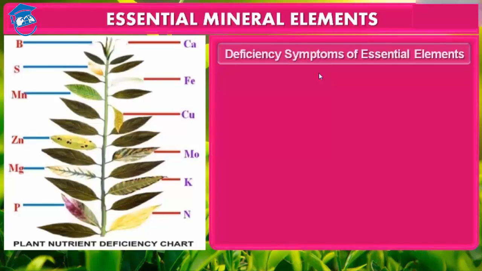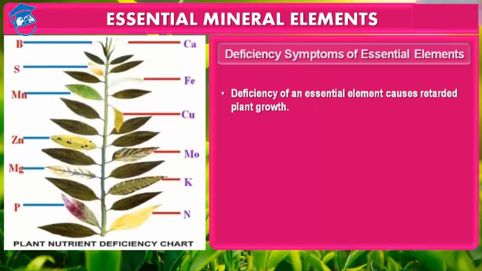Whenever the supply of an essential element becomes limited, plant growth is retarded. I have already taught you in my previous section of the presentation, right? So the concentration of an essential element below which plant growth is retarded is termed as critical concentration, students. The element is said to be deficient when present below the critical concentration.